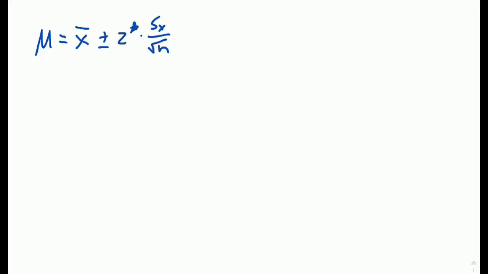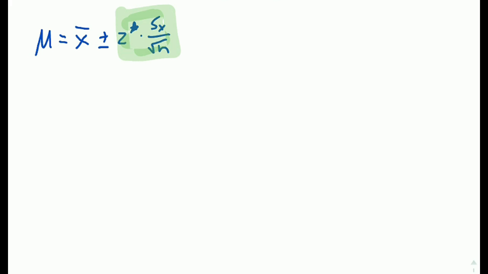This essay question asks you to look at the formula for a confidence interval of means and derive the minimum sample size equation. To do that, we need to focus in on the margin of error, because when we're talking about minimum sample size, we're saying what is the minimum sample size to achieve a certain margin of error. And so that's just the plus minus part right here.